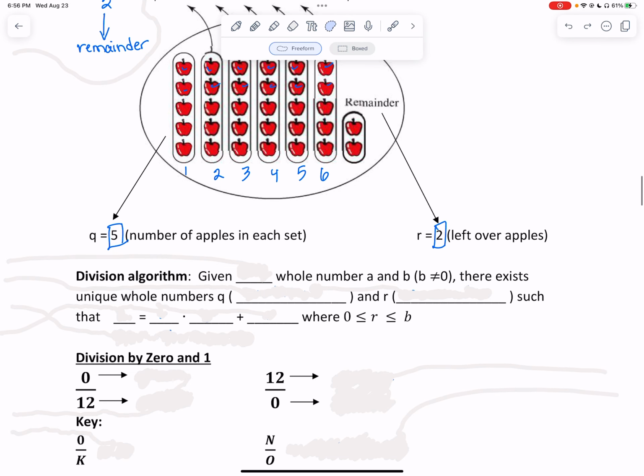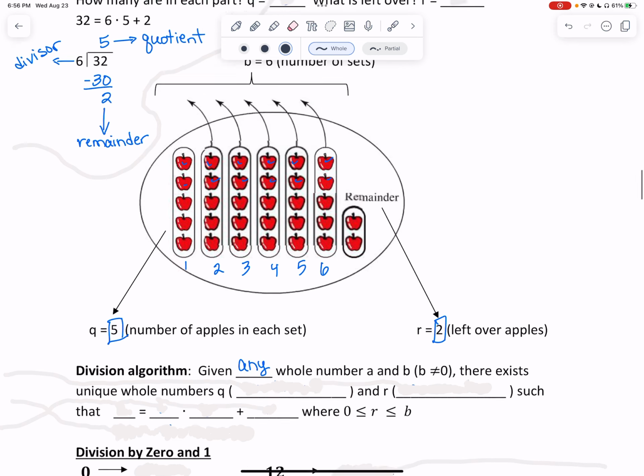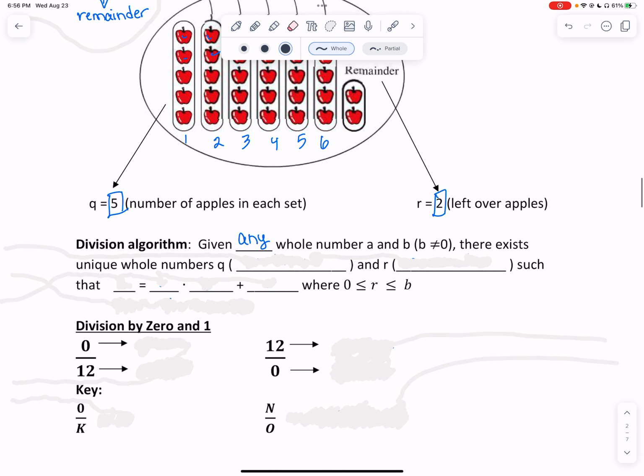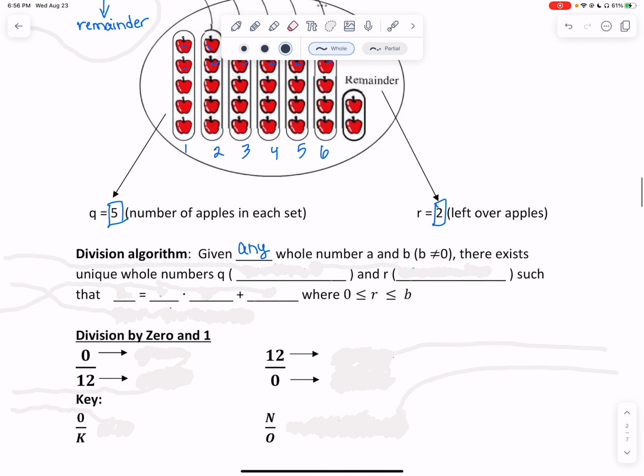Okay, so this division algorithm gets a little bit geeky. It says, given any whole numbers A and B, so that means these are whole numbers that we're talking about, where B isn't 0, because we can't divide by 0, there exists a unique whole number Q, which is the quotient, and the remainder, R, such that A equals B times Q plus R. What in the world? Where R is between 0 and B. What in the world is that saying?